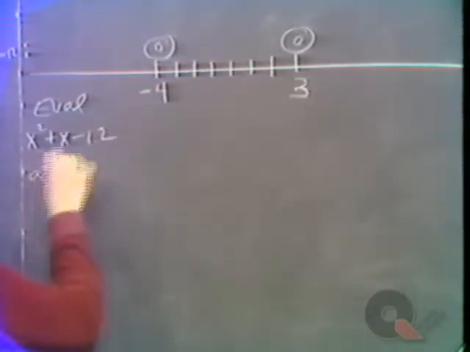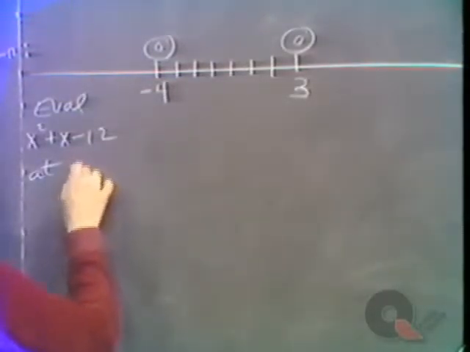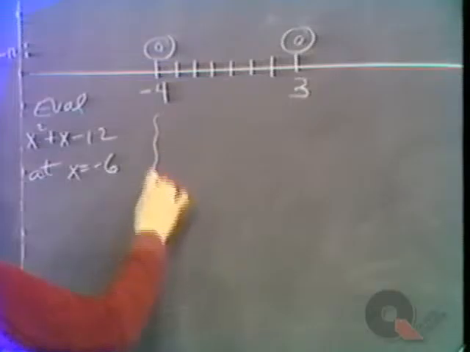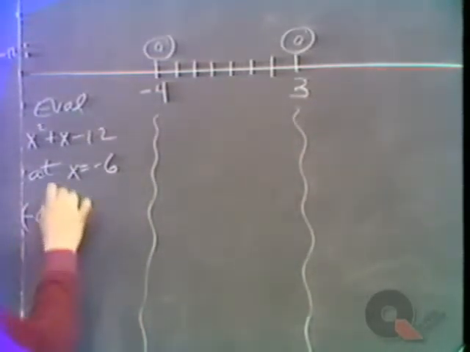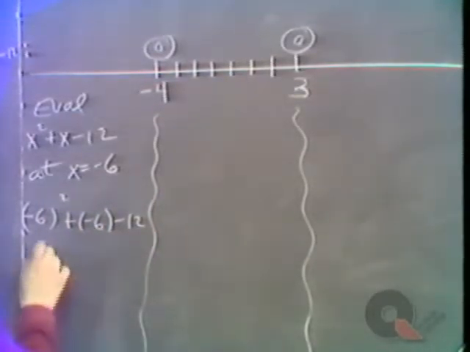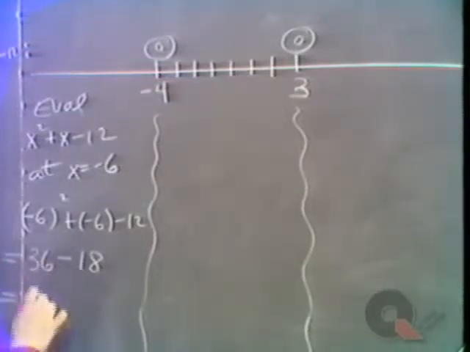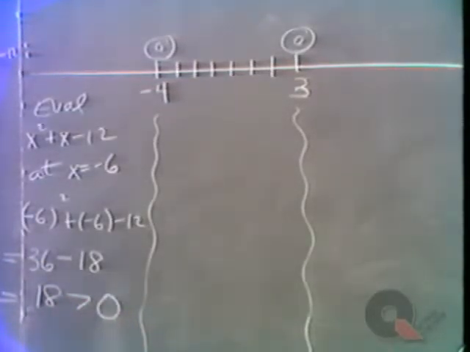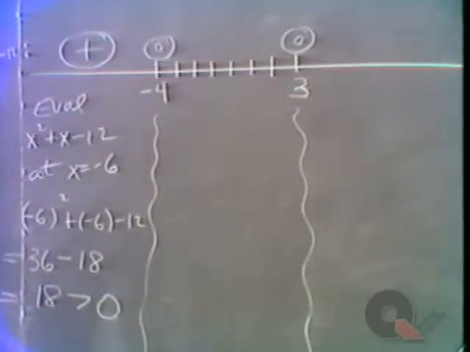Evaluate this at any value less than minus 4. You don't have to take minus 5, you don't have to take the next one, you could take minus 6. Anything will work. And you get minus 6 squared plus minus 6 minus 12. That is 36 minus 6 minus 12, that's 36 minus 18, which is 18, and that's positive. Since this expression is positive at minus 6, which is in this portion, it is positive throughout the portion.